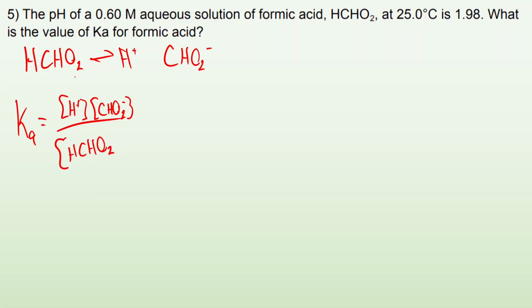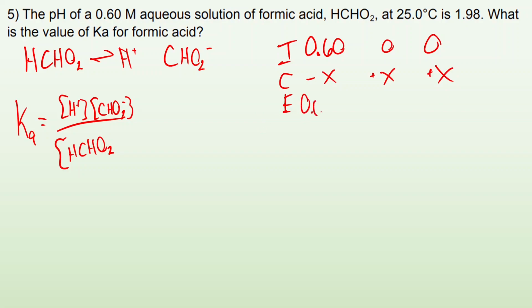So now I do an icebox for this. I start with 0.60 molar and 0 and 0 for my HCHO₂, and the H plus and the CHO₂ minus. Some amount of it dissociates, giving me the same amount of H plus as well as the same amount of CHO₂ minus. So at equilibrium, the HCHO₂ is 0.60 minus X. And we got X and X for H plus and the anion.